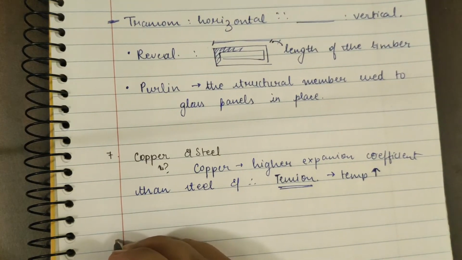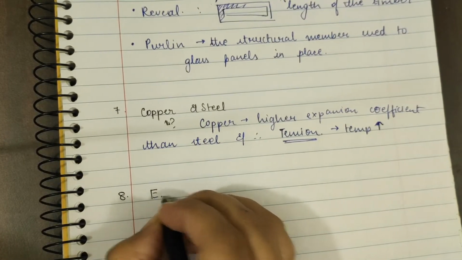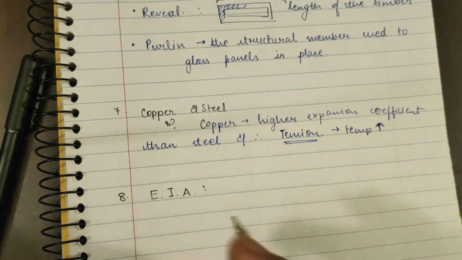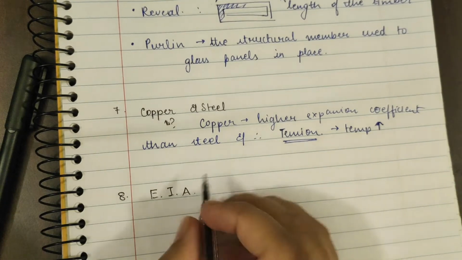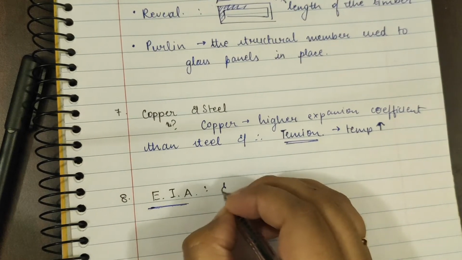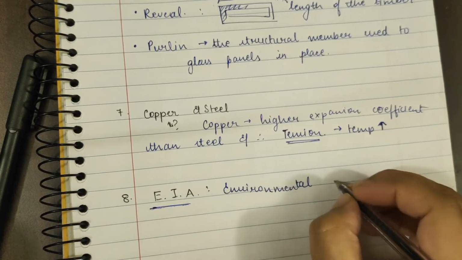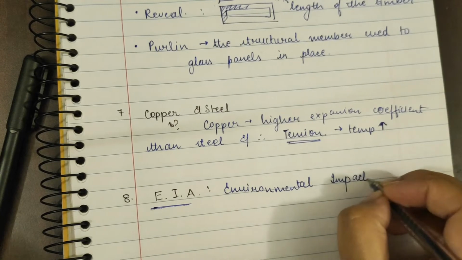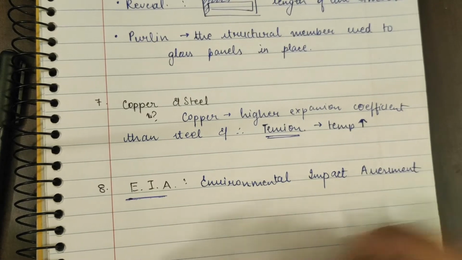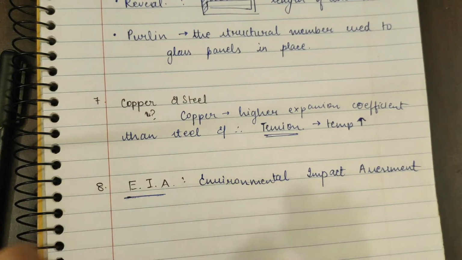Now question number 8. This is a very simple question, just asking the full form of EIA. If you have had any EVS or environmental studies classes in your architecture or planning, you know this is a very commonly asked question. So this stands for environmental impact assessment.